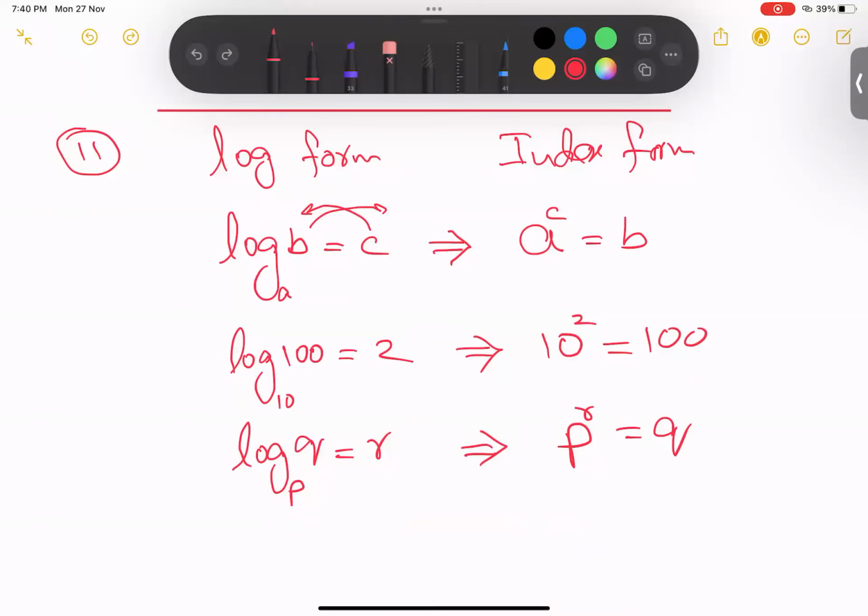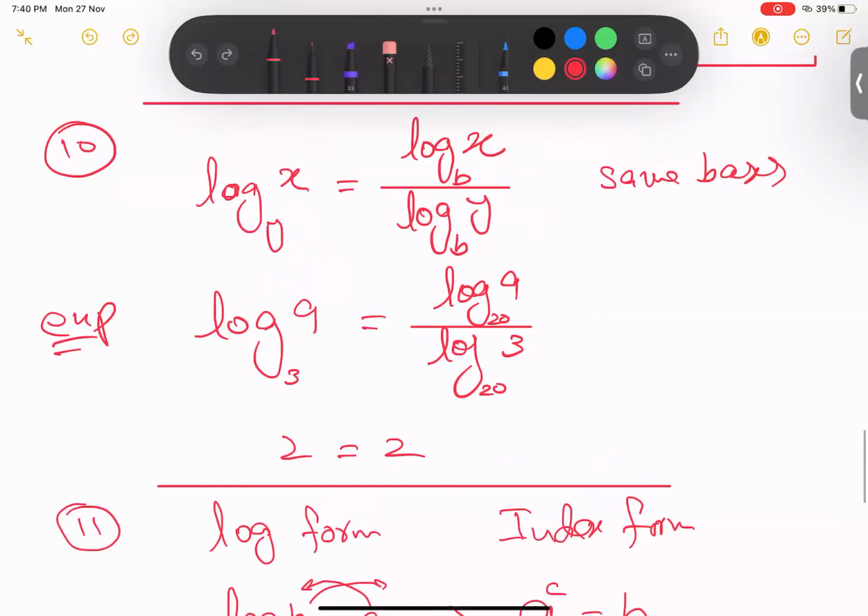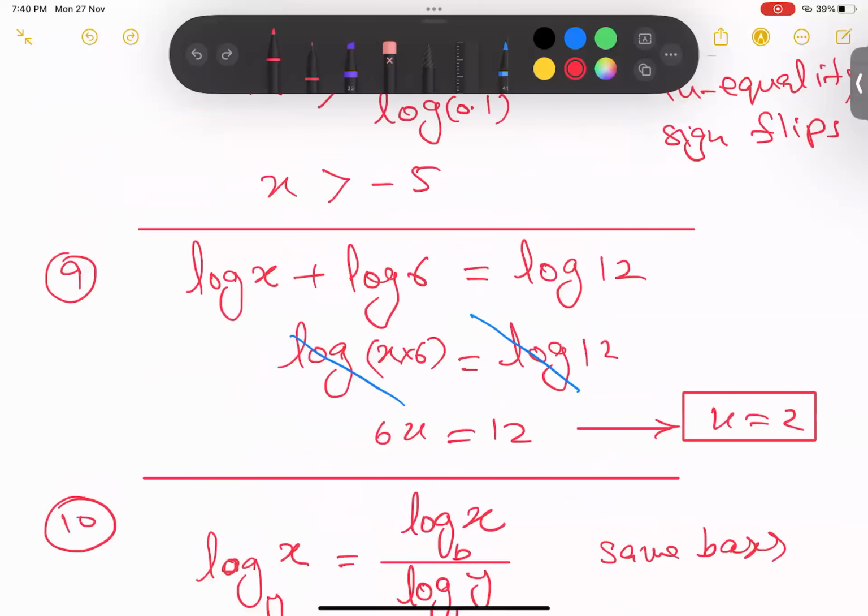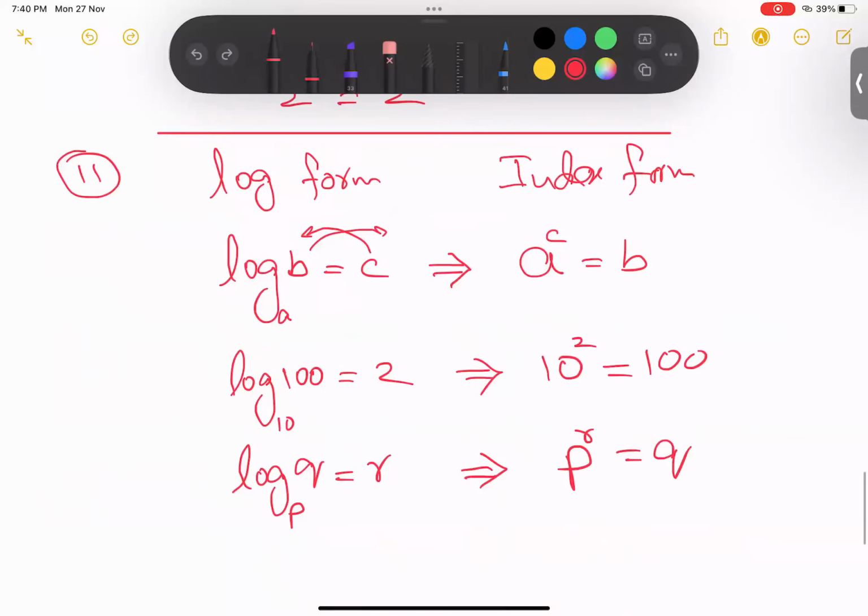When to use it? When we have a log available on one side. If we have a log available on both sides, we can cancel like that, no problem at all. But sometimes log is available on only one side and not on the second side. How to get rid of it? The technique is: this base becomes a big base, C will go on the power, and B goes on the other side. I think the point is very clear. Mostly we convert in this direction, from log form to index form. I have never seen a question on conversion from right to left. So this last property is clear.